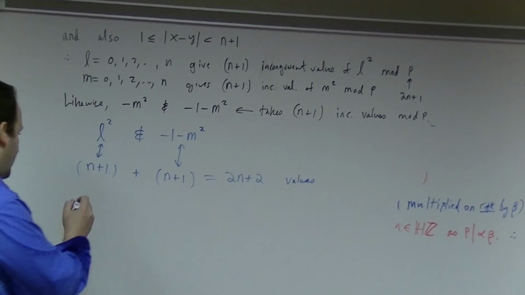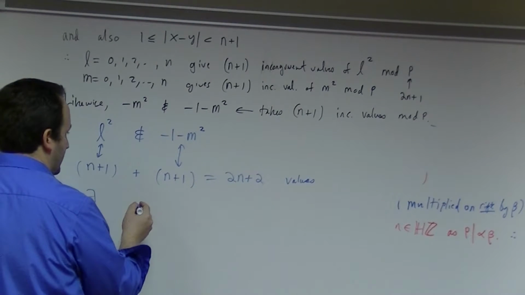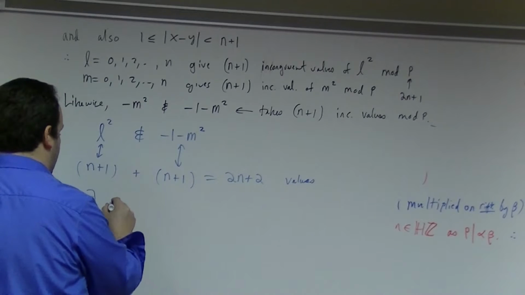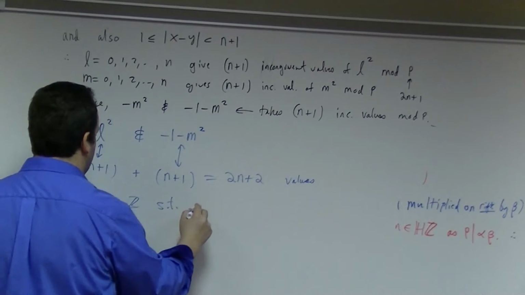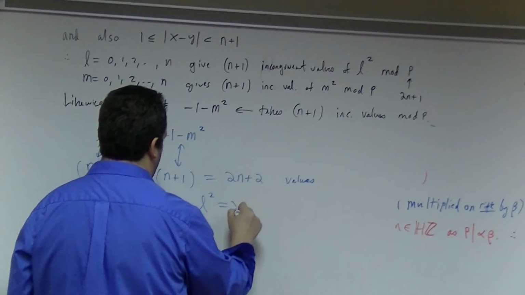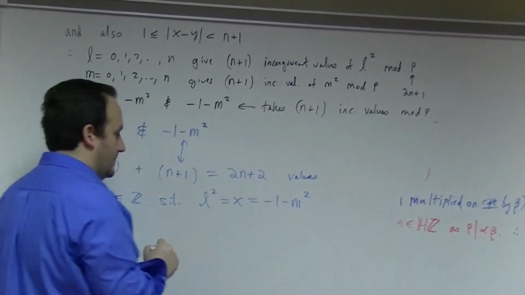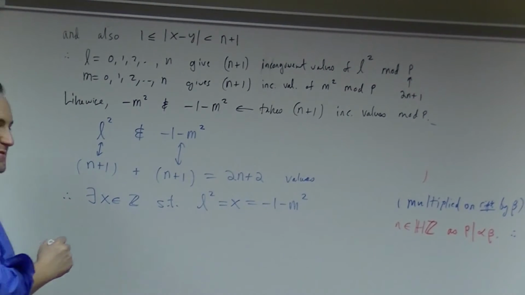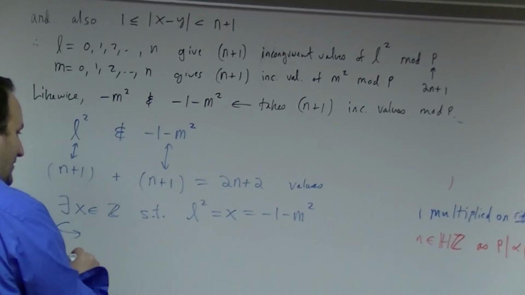So therefore, there exists some x in the integers such that l squared is equal to x, which is equal to minus 1 minus m squared. Which then shows you what we really wanted to say, which is that, what?